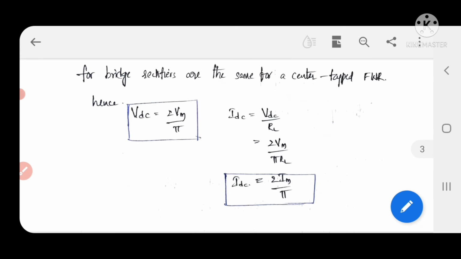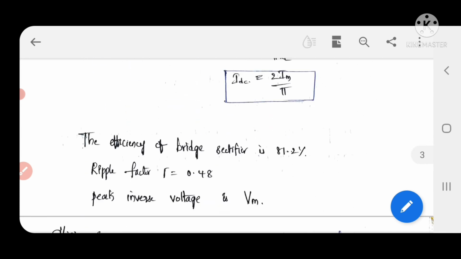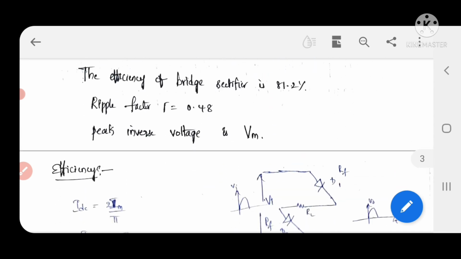Whatever parameters you are calculating, like V average and VRMS for input, and V average and VRMS for output, we calculate the same. The notations, efficiency, each and everything will be the same in case of the bridge rectifier as well as the center tap full wave rectifier.